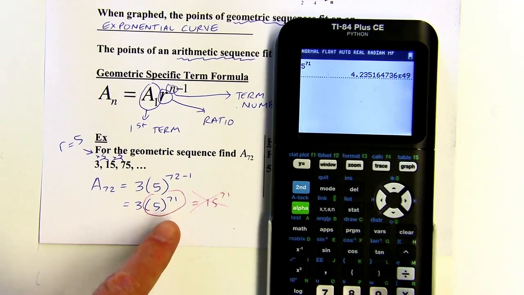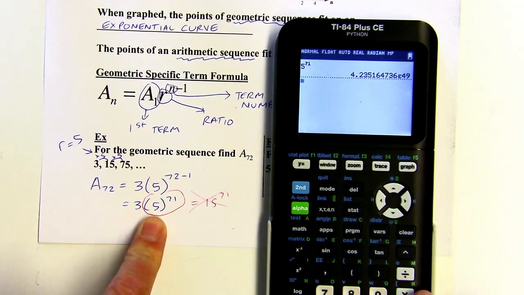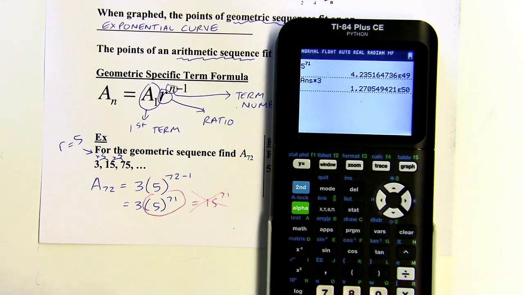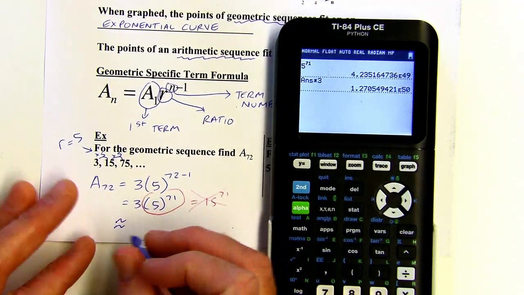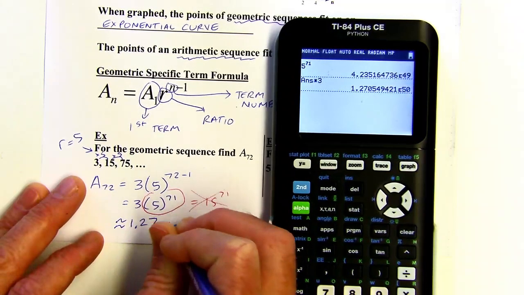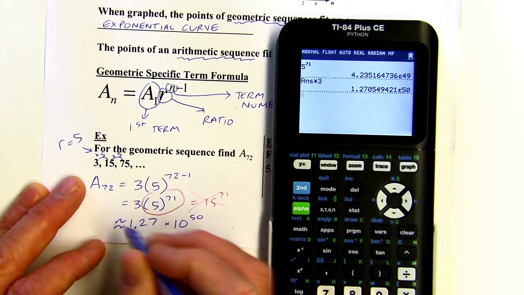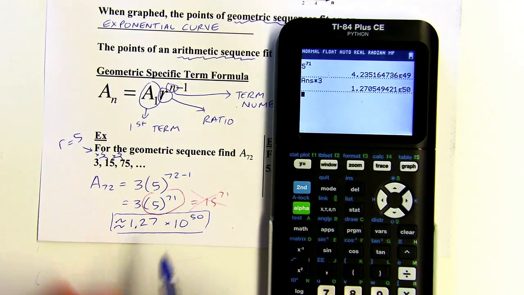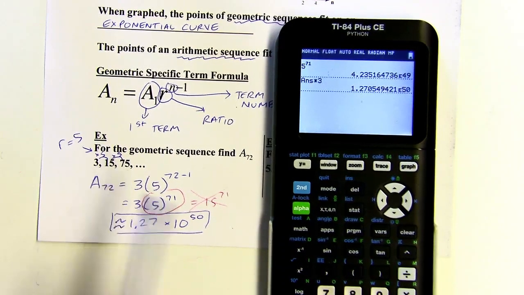I'm just going to write it in scientific notation. So I'm going to take this number from my calculator, and the last thing I'll do is multiply that by 3. Okay, and then I'm going to say about, because I can't write out the whole number, but I've got about 1.27, and I want to write times 10 to the 50th. And it seems like, how could it possibly get so big? But if you multiply by 5, it gets really big quickly.